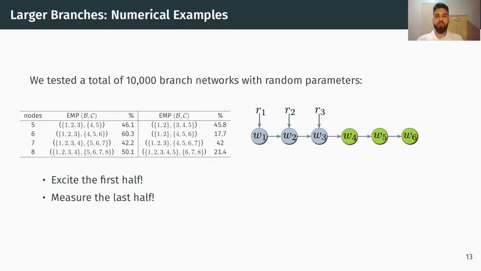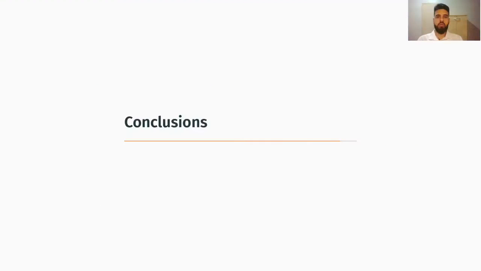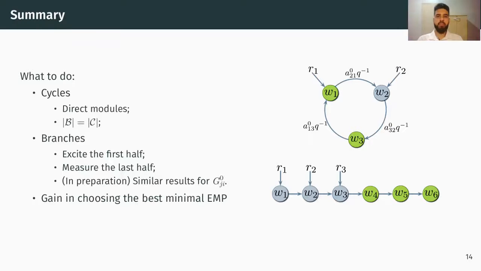For an odd number of nodes, one needs to decide whether to measure or to excite the middle node, but both choices provide similar results. Now to the conclusions of this work. We have seen that direct modules play a key factor in deciding which EMP is the best. More specifically, one should choose the largest modules as direct modules.